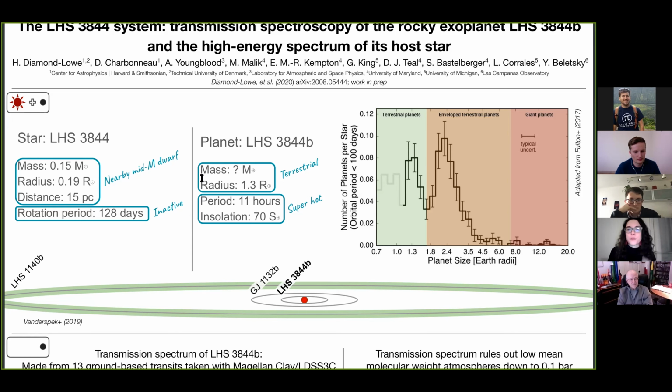I'm also putting it in context of the small planet radius valley. This is a figure adapted from Fulton et al. 2017. As you can see from the LHS 3844b radius, it falls right here in this peak of the terrestrial planet side of the valley. If you are familiar with other terrestrial exoplanet systems, I've actually made a to-scale model. All of these planets orbit very similar sized stars, and this is their relative orbits. So you can see that LHS 3844b is just really, really tight in there.